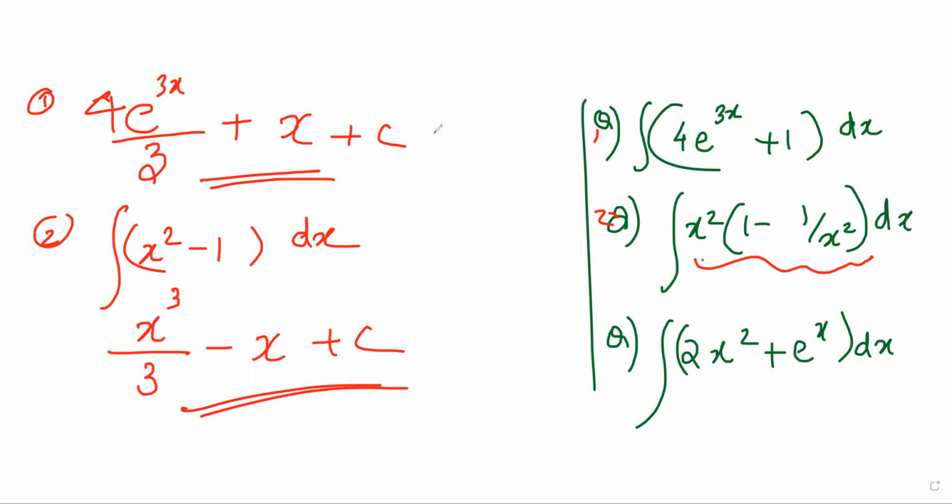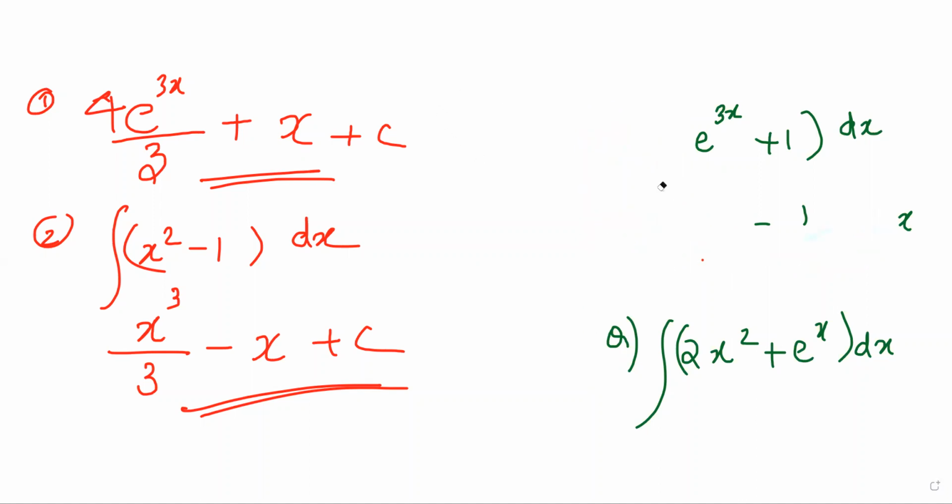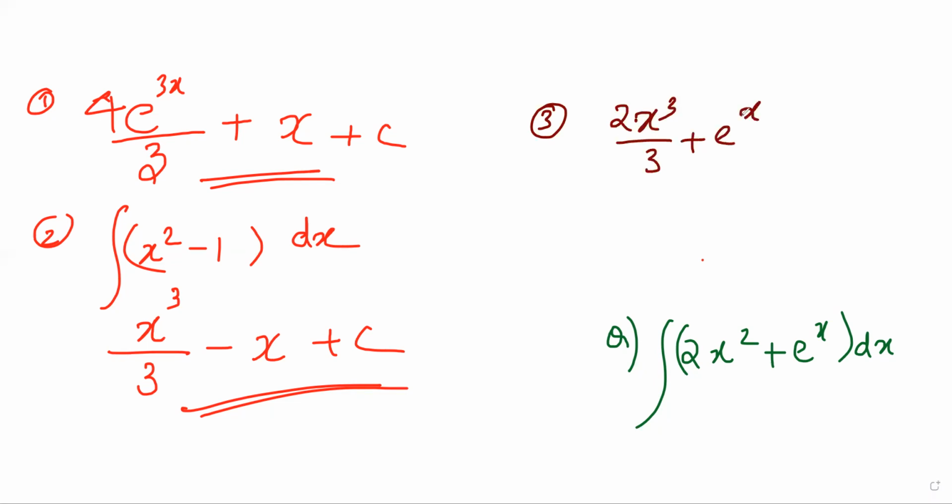Okay. Next one. Next question. Integral (2x square plus e raised to x). So 2 you will keep like this. The integration of x square is x cubed by 3, plus the integration of e raised to x is e raised to x, plus c.